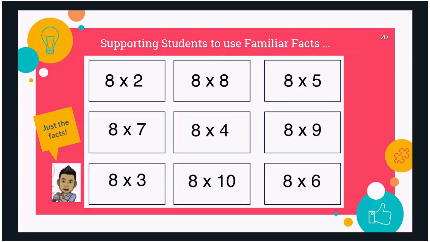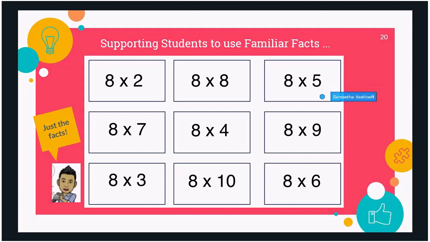Our friend Teen suggested this format to encourage students to use familiar facts. It's a file called Just the Facts, and it's in the Drive folder we created for you. Students should be encouraged to start with the most familiar fact and use it to solve the other ones. Students will likely solve 8 times 2, then 8 times 10, and then 8 times 5 first. They could then be asked to share how they used these familiar facts to solve another question on the board.